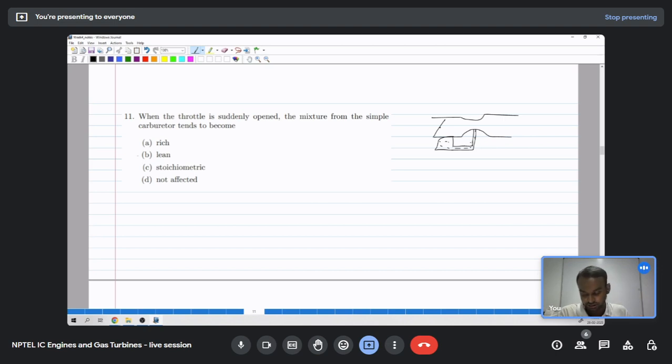Actually the mixture will become lean, because when you open the throttle suddenly, the pressure here gets higher, and there will be some lag for the fuel to come back to the throttle. Because of the inertia of the fuel, the air moves faster than the fuel, and because of this we get a lean mixture. So there will be less mass of fuel when you open the throttle suddenly compared to the steady state value.